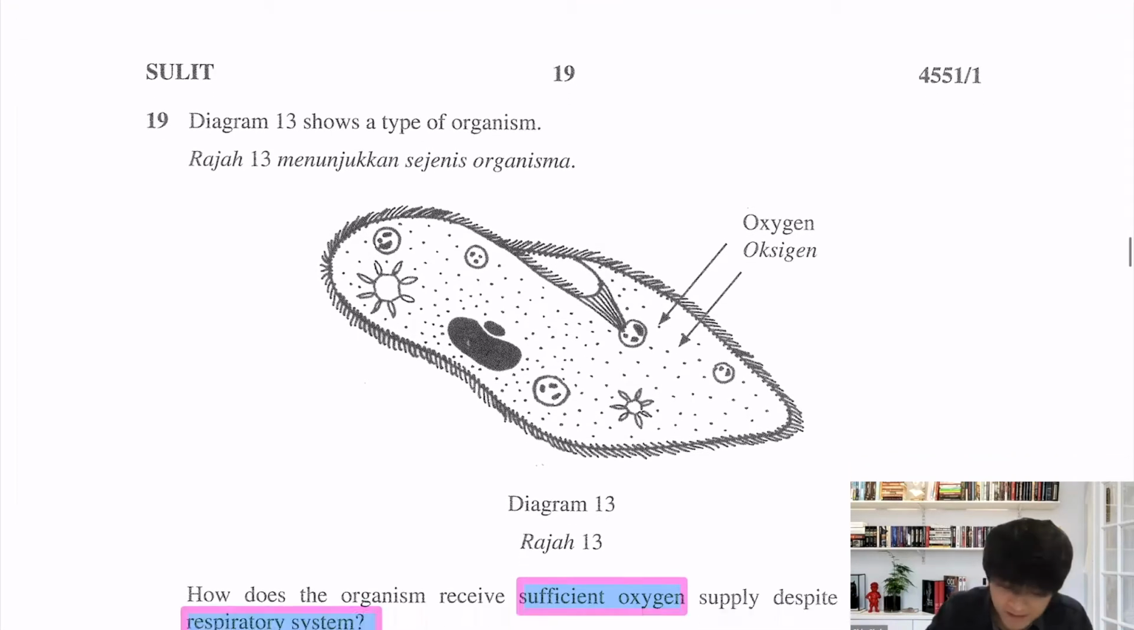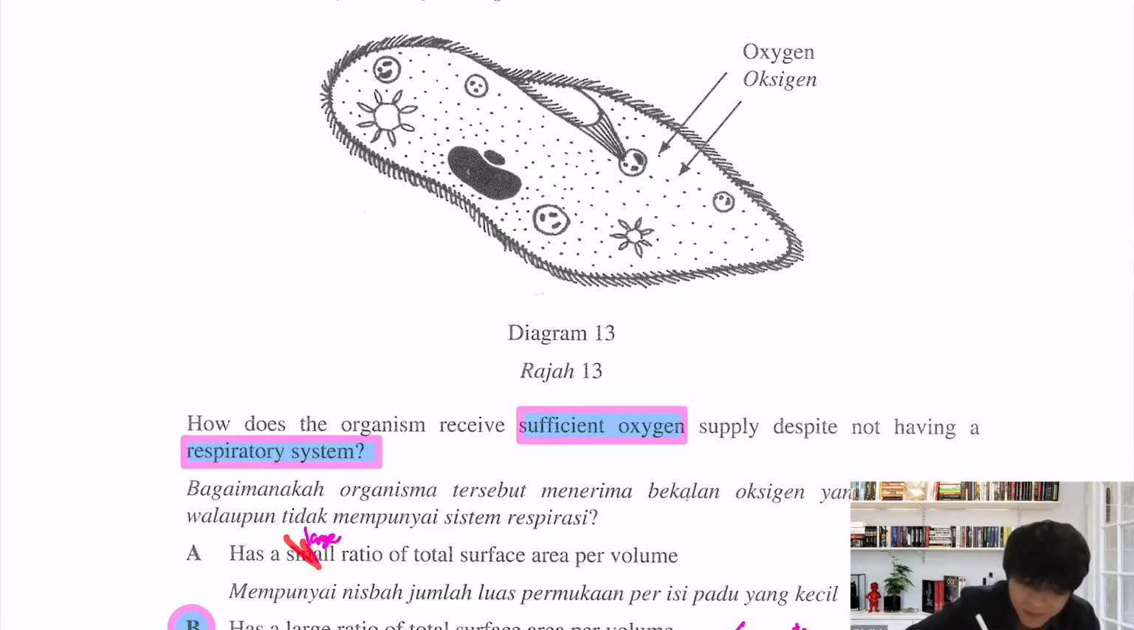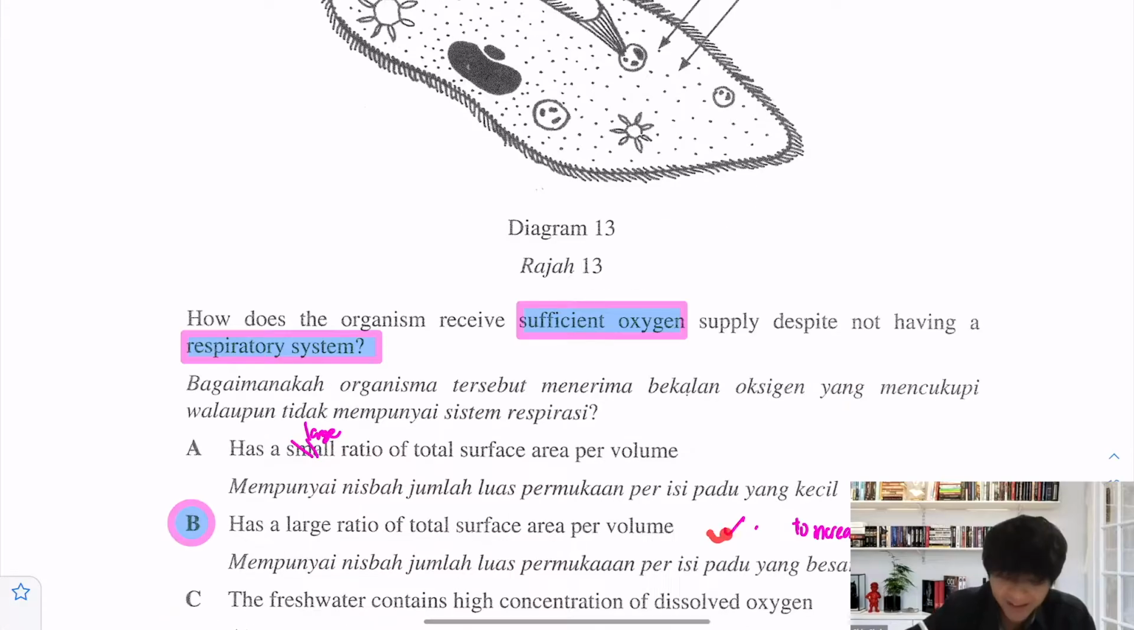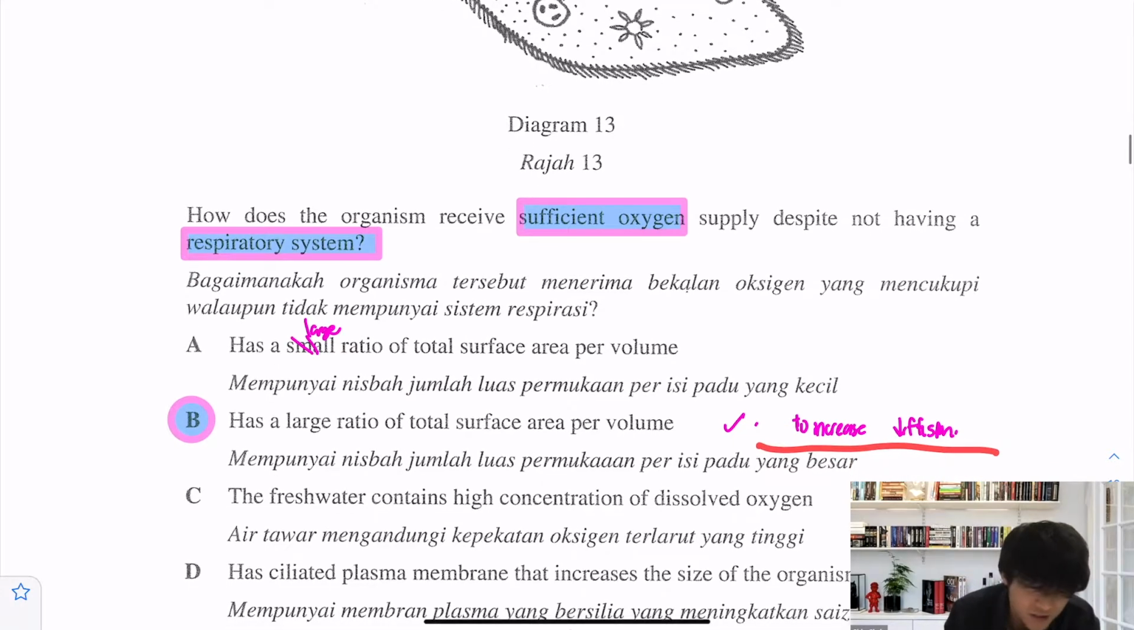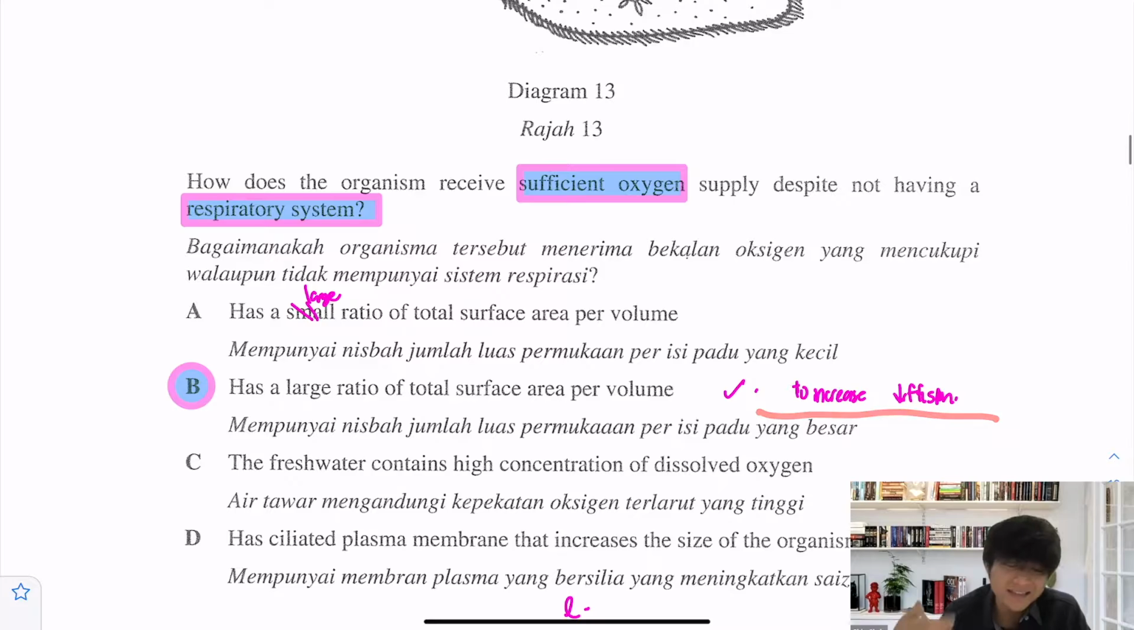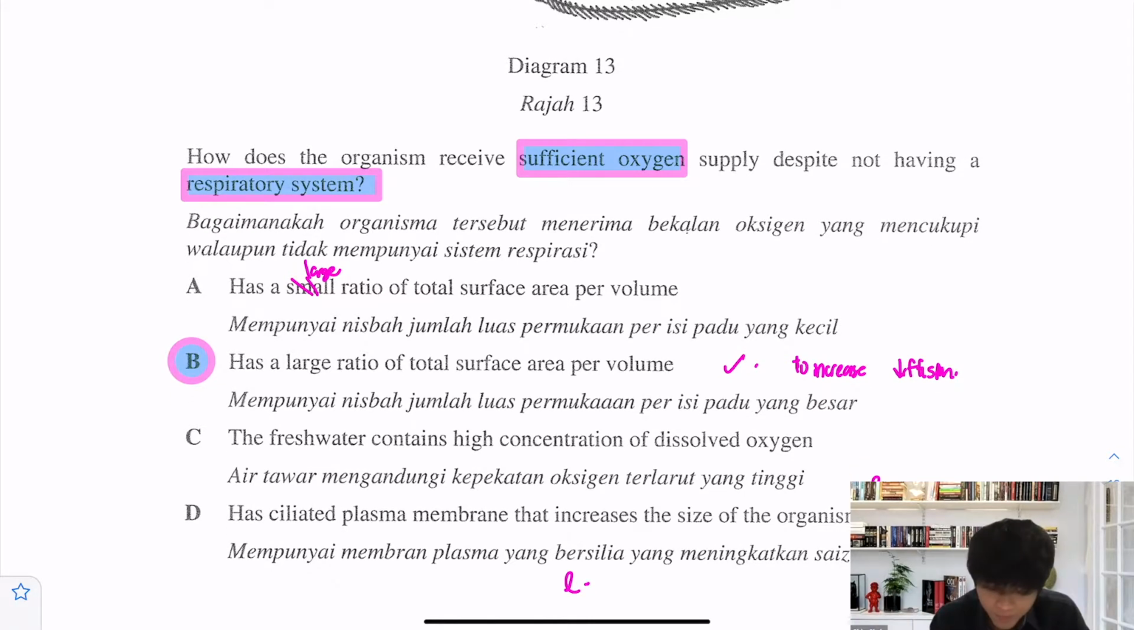Has a small ratio of total surface? No, it's basically having a large surface area over volume ratio, right? Yes, this makes perfect sense, to increase diffusion. Next, the fresh water contains a high concentration of dissolved oxygen. It does not really tell you how this organism is adapted towards the absorption of oxygen, so I don't think this is right. Has ciliated plasma membrane that increases the size of the organism? Not quite right. So the answer is B.